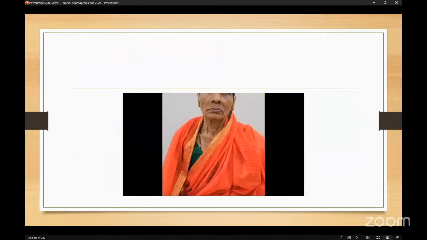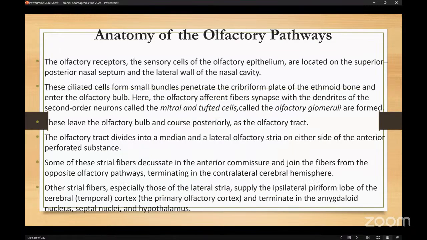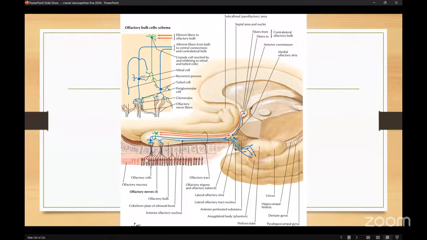And last is the first cranial nerve. I'll just show the anatomy. Here, these are olfactory cells.